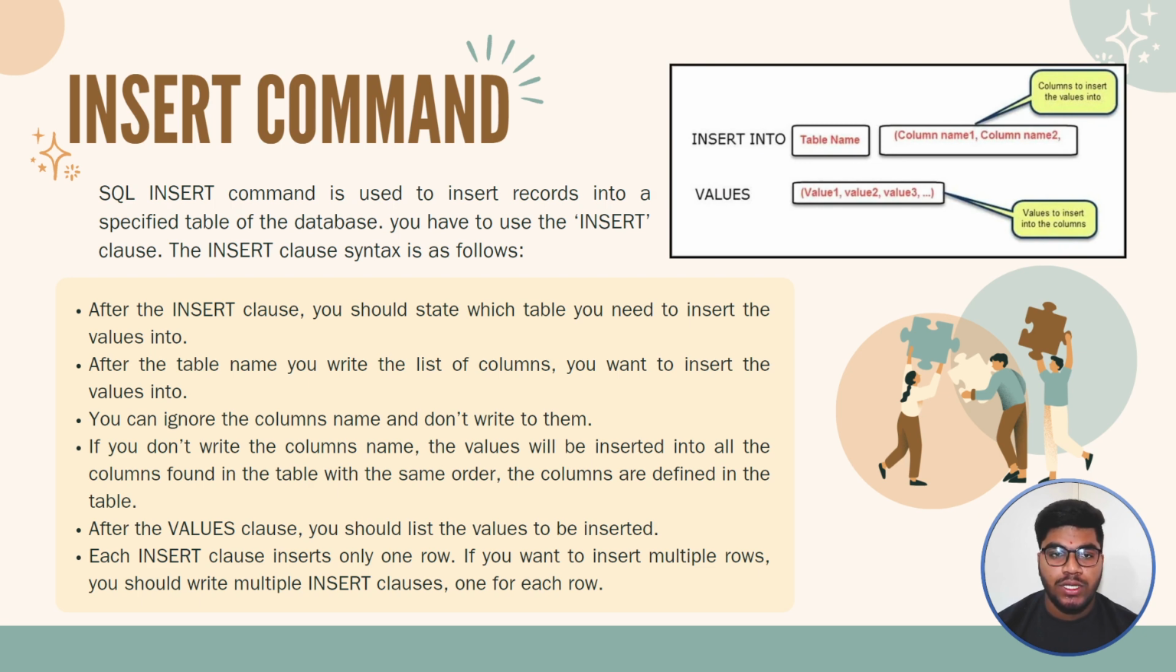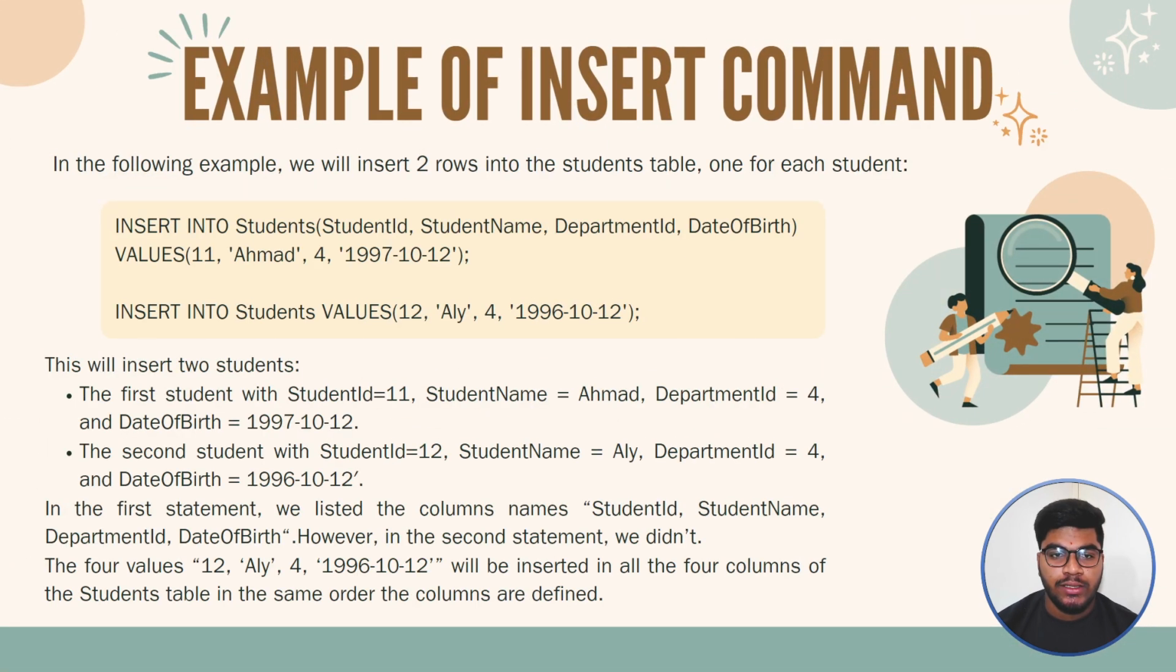Now let us discuss the examples on the insert command. We have taken the example where we insert two rows into the student table, one for each student. Insert into student ID, student name, department ID, and date of birth. The values 11, Ahmed, 4, and 1997-10-12 will be inserted into the student ID, student name, department ID, and date of birth respectively. Another example is insert into students values 12, Ali, 4, 1996-10-12. So these are the two types of syntax we use in the insert command: one with the column names, and another without the column names.